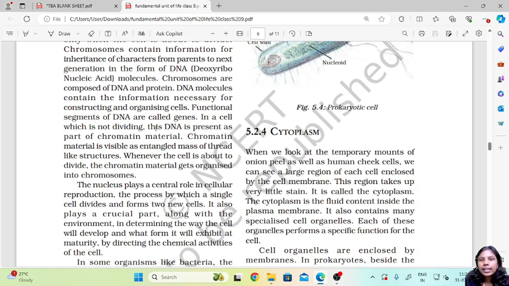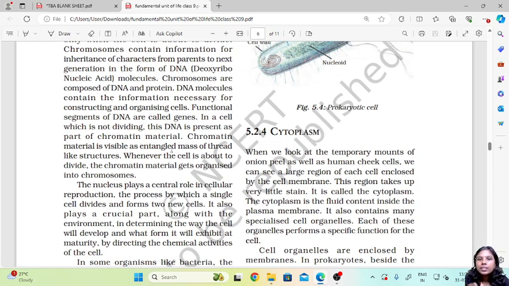Now in the cell, chromosomes only appear when the cell is about to divide. In a cell which is not going to divide, this DNA is present as a part of the chromatin material. Now what is this chromatin material? Chromatin material is like large masses of entangled thread. You can imagine a roll of thread that is entangled in various ways. That is what this chromatin material is.